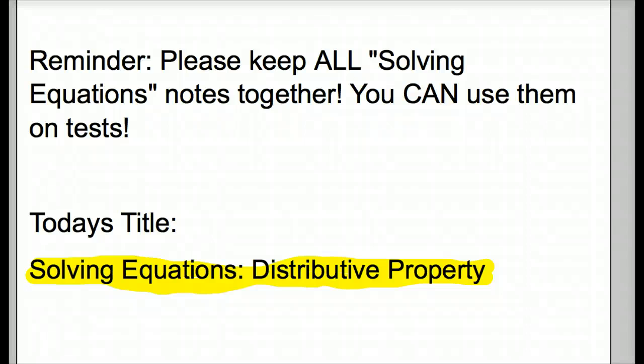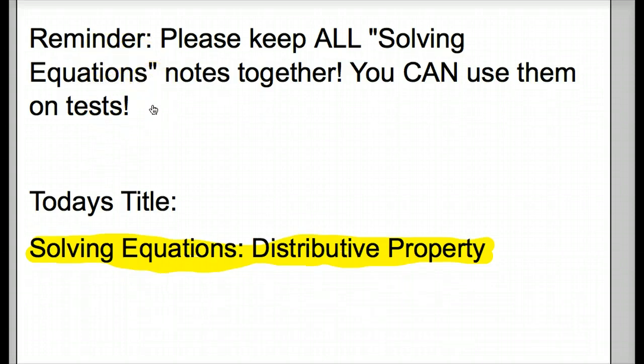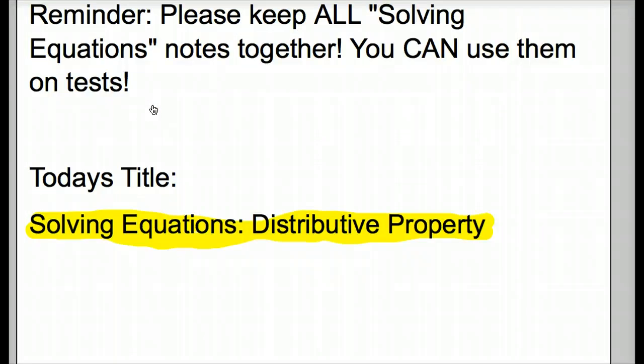Alright, so again, today we are doing more solving equations notes. This is a reminder to please keep them all together. You can use them on tests, so it's benefiting you to both take really good notes and keep them all together so you can use them on your tests.